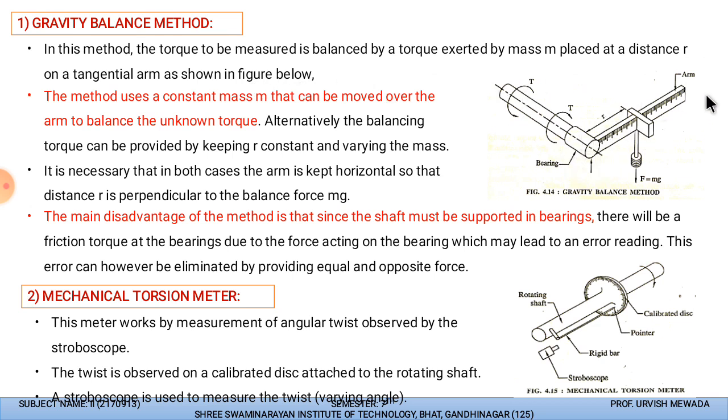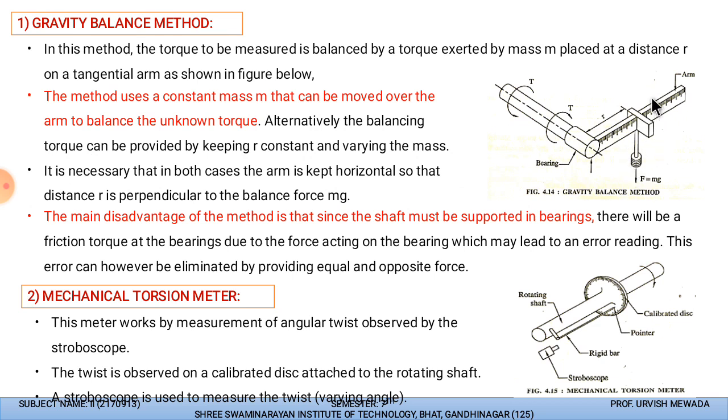This is the tangential arm of this rotating shaft, through which we are measuring the torque, perpendicular to the shaft. The method uses a constant mass that can be moved over the arm. Whenever the shaft rotates, this pointer will set at a value to balance the unknown torque. Alternatively, the balancing torque can be provided by keeping r constant and varying the mass, as per our requirement.